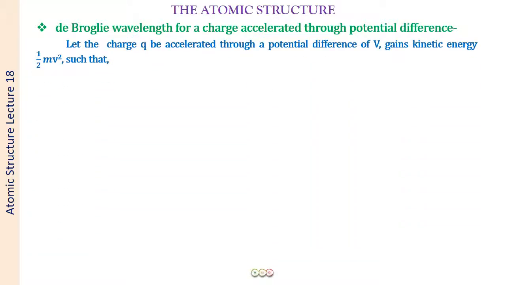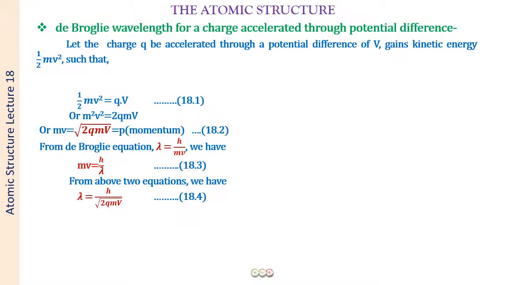So let a charge Q be accelerated through a potential difference of V. So the electric potential energy, when the charge is accelerated through the potential difference, is going to get converted into kinetic energy, and kinetic energy is half mv square. So we have half mv square equal to Q into V. Q is the charge and V is the potential difference. I hope you understand this, otherwise you will be able to appreciate it when you study this more in physics.